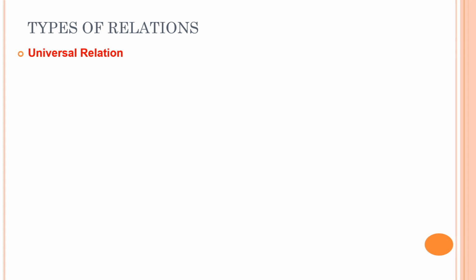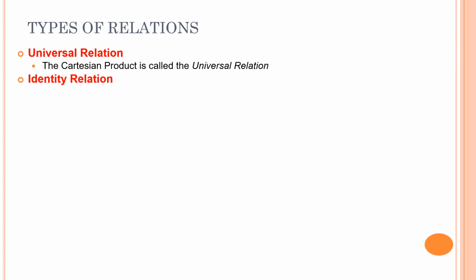First of all, let's talk about the universal relation. It is similar in nature to the universal set that we talked about in case of sets. Now, what will be a universal relation? It is a relation which contains all the possible pairs. That means it is a Cartesian product. The Cartesian product will contain all the possible pairs that can be there in the relation. So the Cartesian product is called the universal relation.